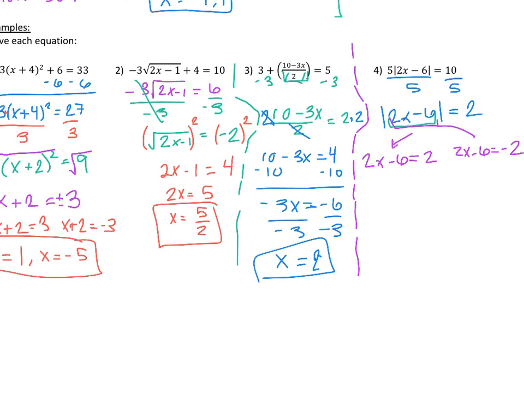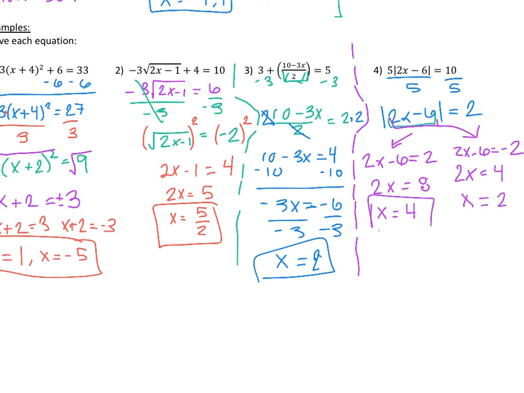So solving this one first, I've got 2x. I'm going to add 6 to both sides, so 2x equals 8, and divide both sides by 2 to get 4. Or on this second one over here, add 6 to negative 2. Negative 2 plus 6 is 4. Divide both sides by 2, and I get 2.